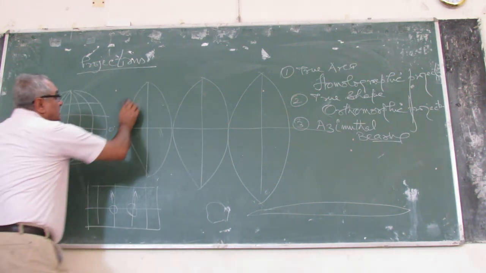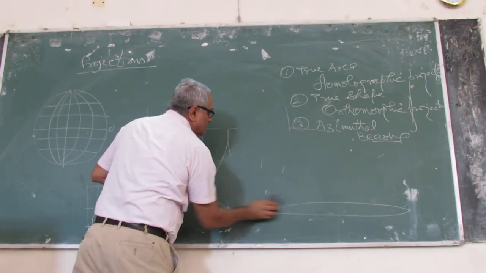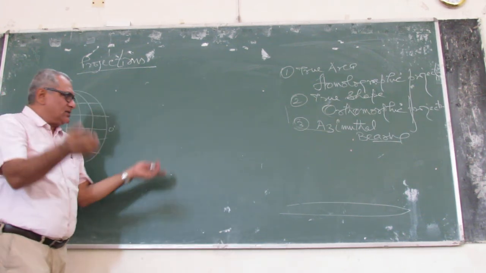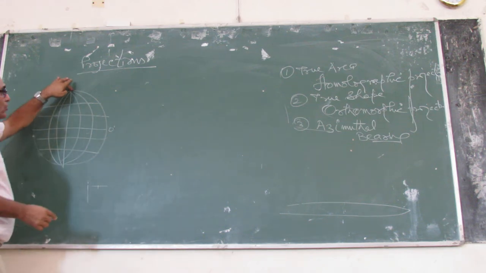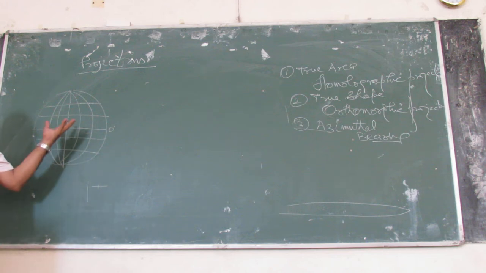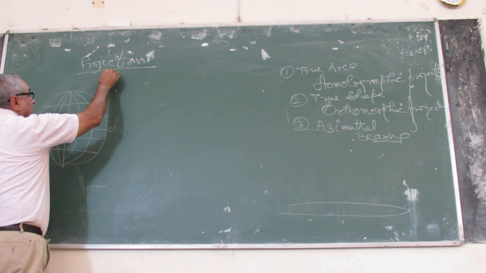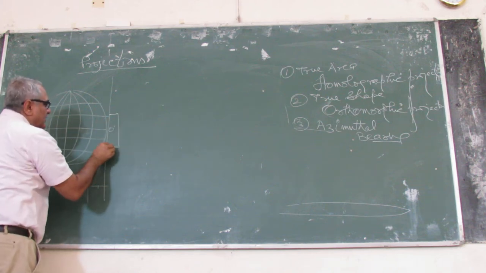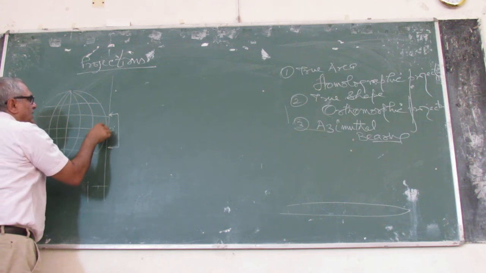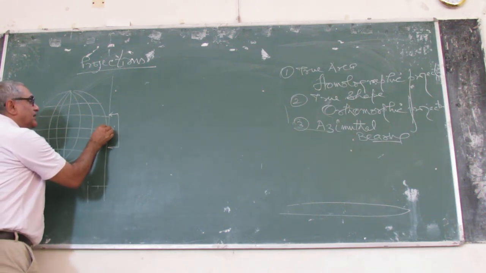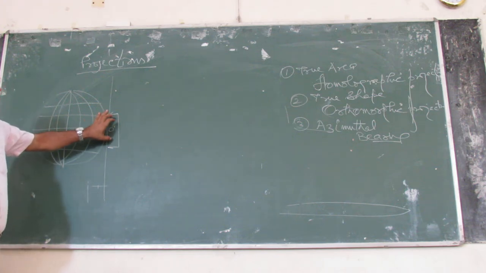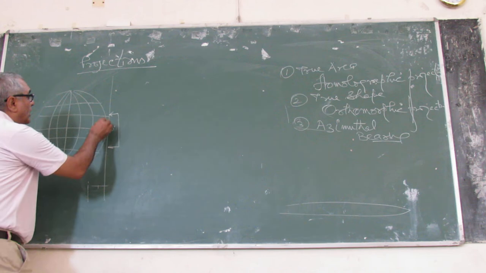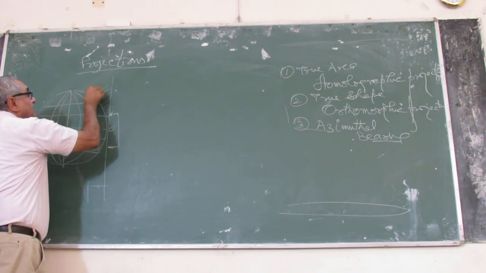So constructing the projection: the shape of the earth is spherical. This is the globe. If we want to construct the map here like this, this area, this much area close to the tangent, wherever it touches the line of the circle, this area will be all right, will have true area, true shape. But when we go away from this line, this area is accelerated.